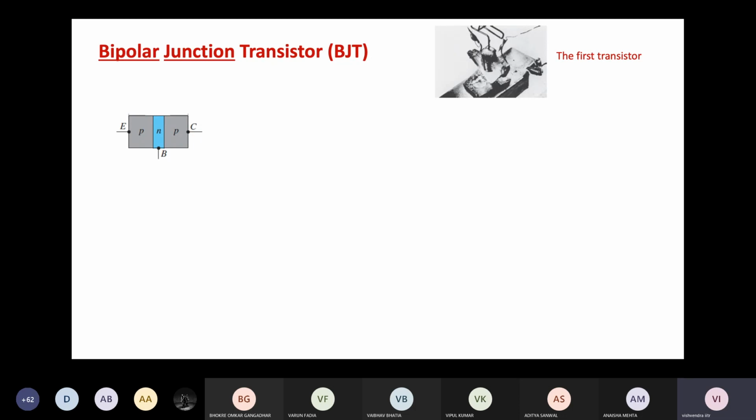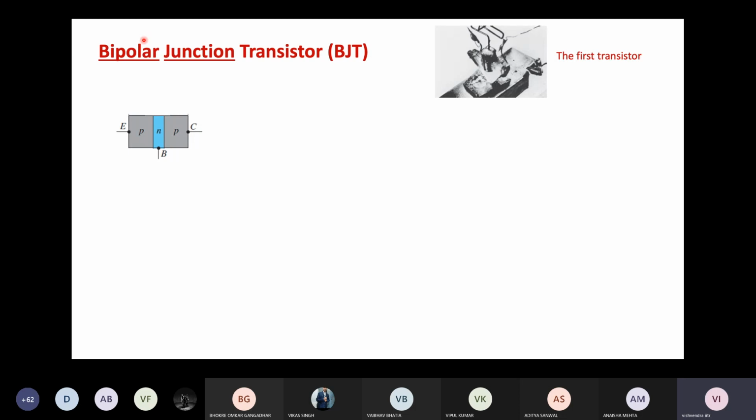Anyone else? Two sides have p-side semiconductor, E and C, hence they are called two types. Okay, yeah, that is also not properly the reason.